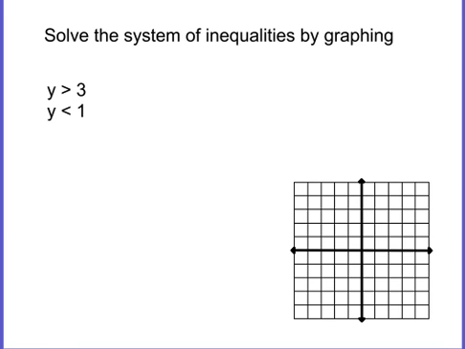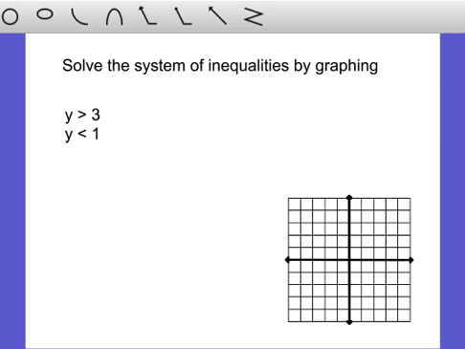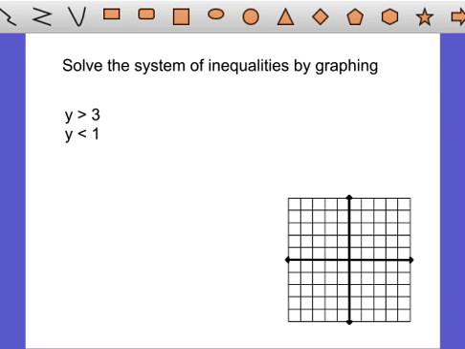Solve the system of inequalities by graphing. Y is greater than 3. It's a horizontal line, and a horizontal line is going to be dashed. Horizontal line where y is 3, so right here. Whoops, you get the picture. And then y is less than 1, so that's a horizontal line where y is less than 1.